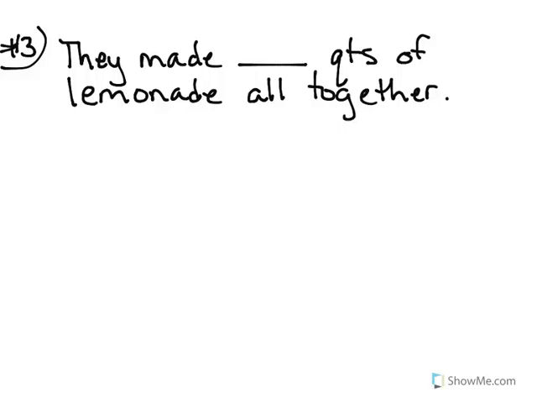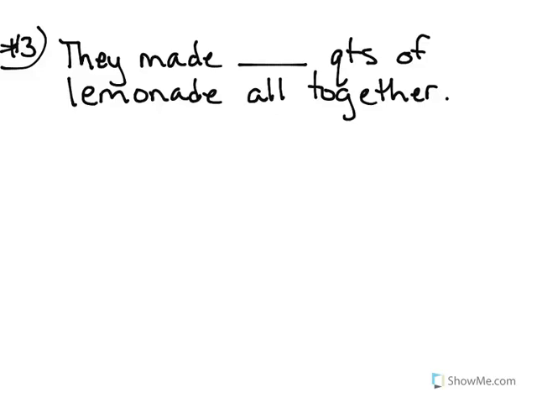I'm going to look and think, are there any hidden questions in this problem? Well, there are. I can't find out the total until I know how much Krista made. I don't know how much she made. All I know about Krista's lemonade is that she made 3/8 quart less than Benjamin. So I need to answer that hidden question first.